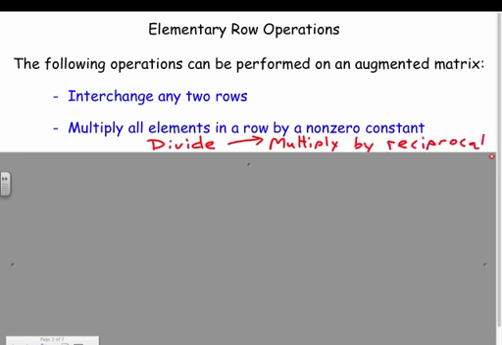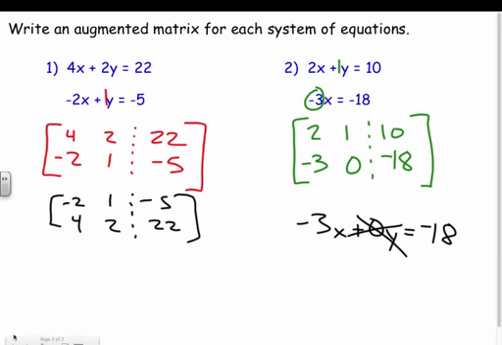Okay? So if I look back, let's take this block that I just made. Let's say I wanted to multiply the second row by 2. I could do that. The first row would not change, so it stays as negative 2, 1, and negative 5. And the second row would become 8, because 4 times 2 is 8. 2 times 2 is 4, and 22 times 2 is 44. You just have to make sure you do it to every single term in that row.